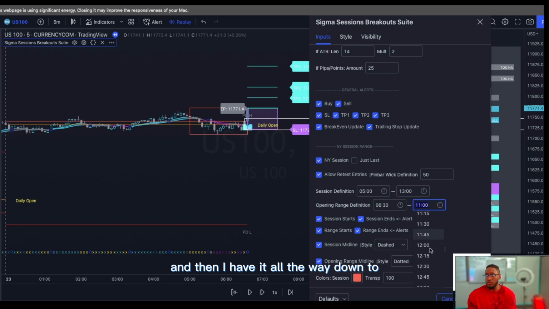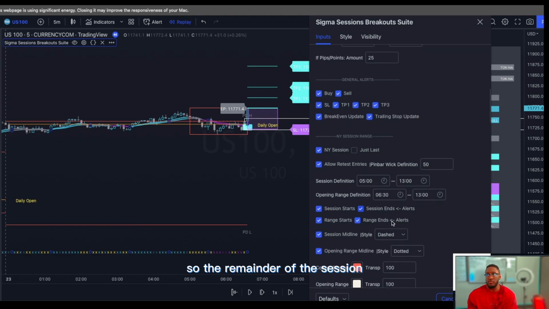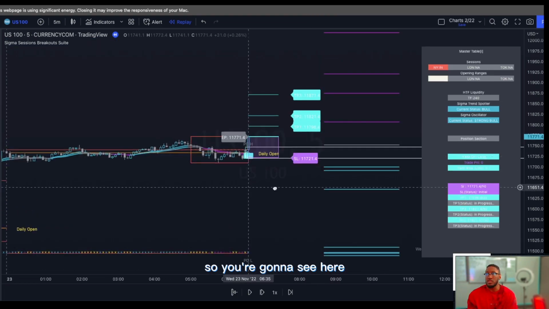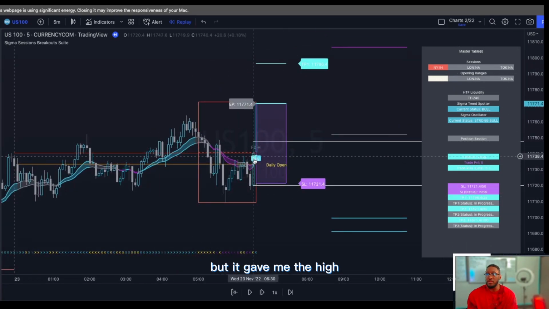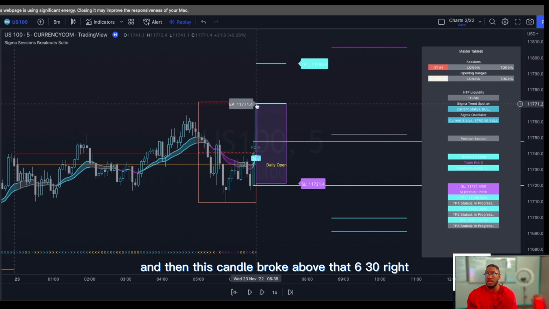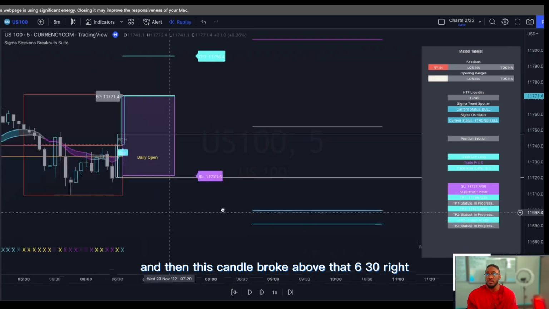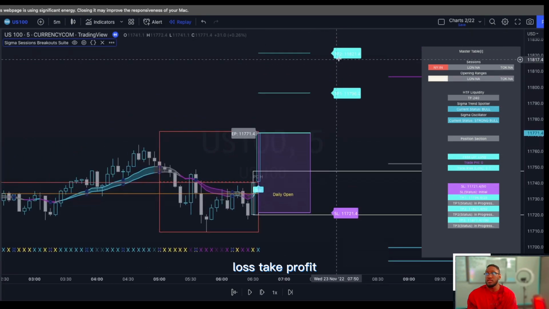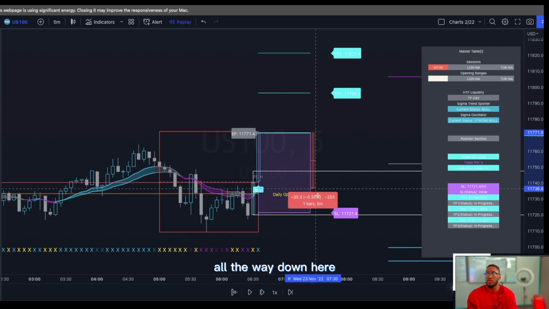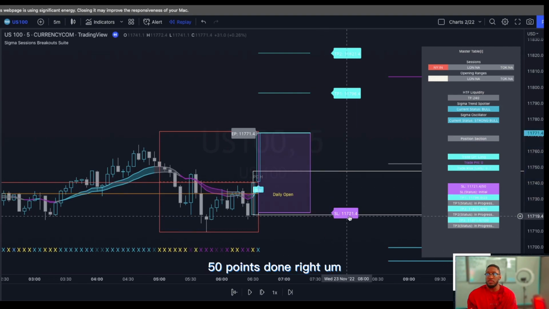And then I have it all the way down to the rest of the session, so the remainder of the session. So you're going to see here that New York session started at 5, but it gave me the high and low of the 6:30, and then this candle broke above that 6:30, right? And now we got this buy signal. Entry price, stop loss, take profit 1, take profit 2, right? So if you look at this from entry all the way down here, 50 points, done, right?